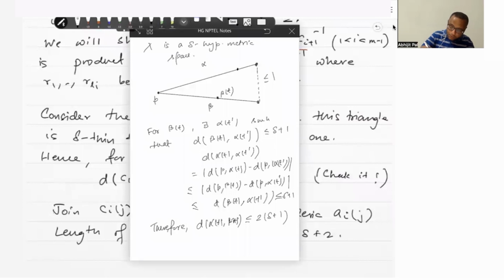And now let us take two geodesics, alpha and beta, where the endpoints of alpha and beta are at most one distance apart. And this alpha and beta are starting from this point P.